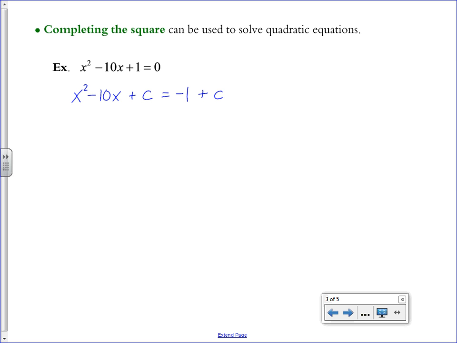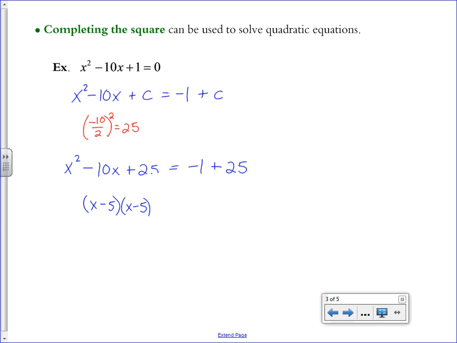To figure out what c is, we use half of b, squared, which here is negative 5 to the second power, which is 25. So now I know what my c value is. It's going to be x squared minus 10x plus 25. And remember to add the 25 to the other side as well. You can factor the left side of this equation to be x minus 5, x minus 5.